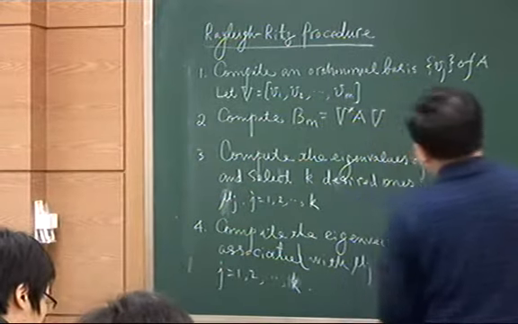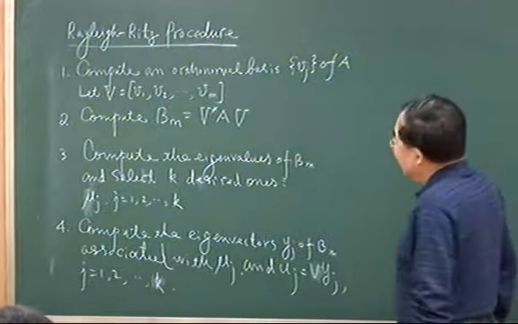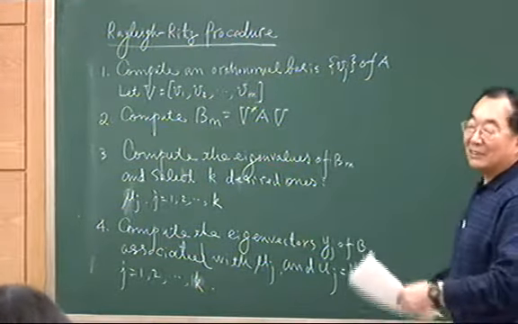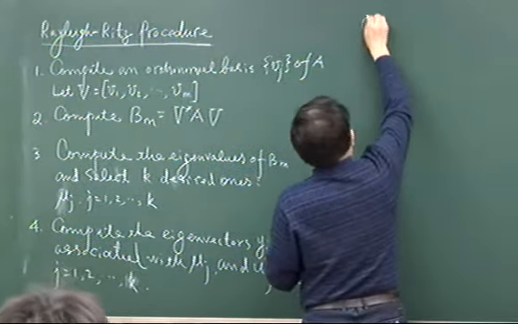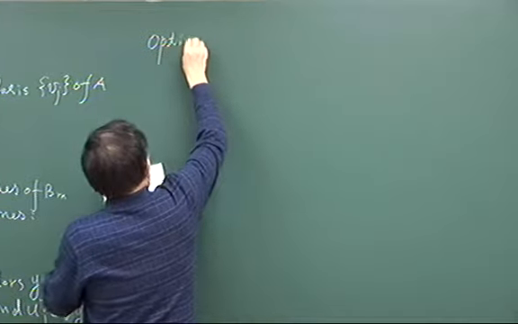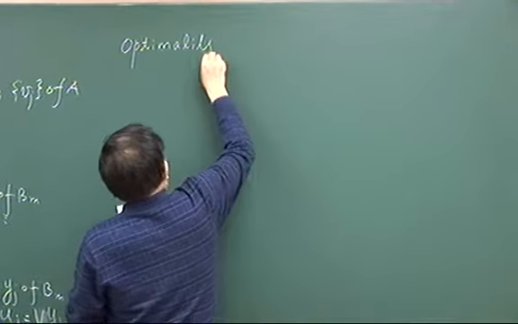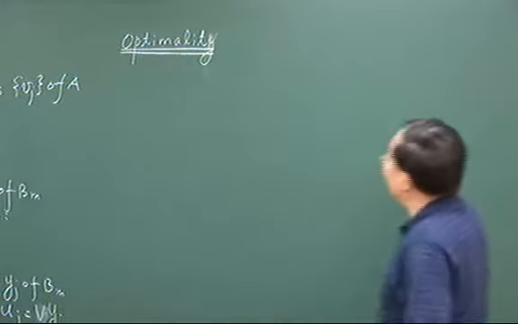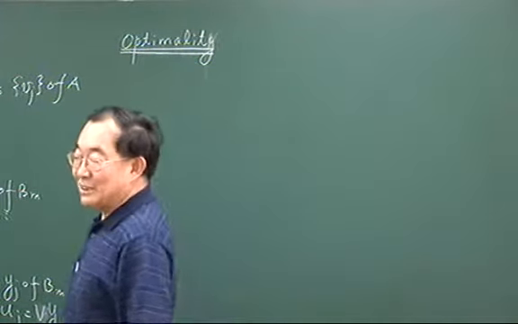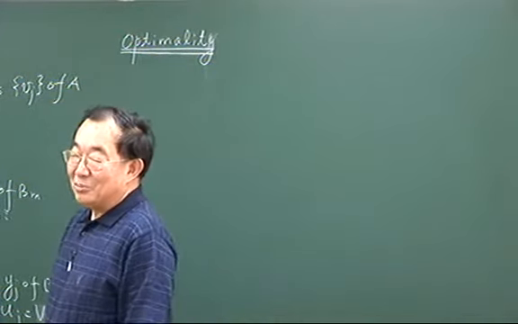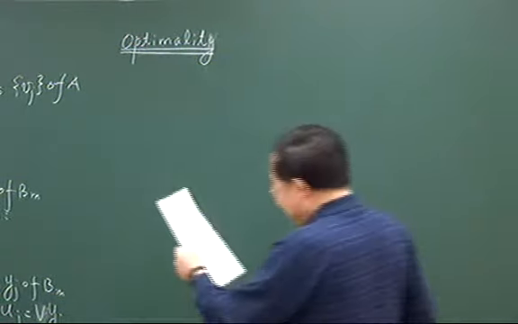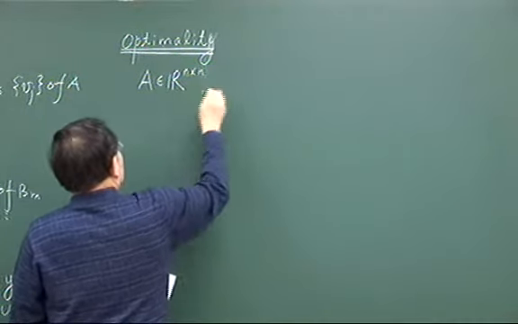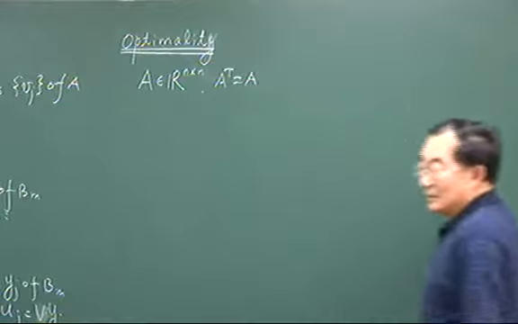Next we will give some theoretical results. In some sense this method is the best one, so here we want to give some optimality results. In theory, we can only treat the real symmetric matrix. For a general matrix we do not have much theory because it is difficult. So now we assume A is a real n by n matrix and is symmetric.